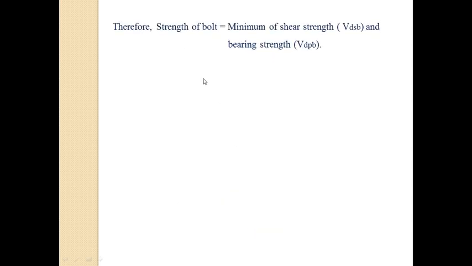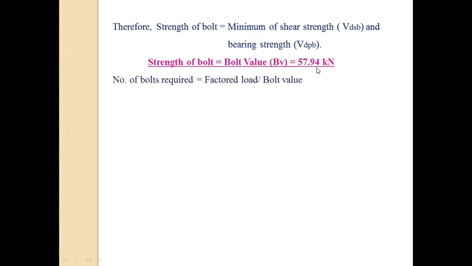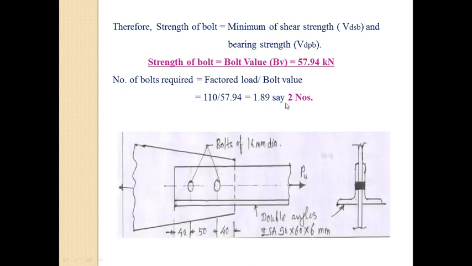So the bolt value, or strength of bolt, is the minimum of the double shear strength and the bearing strength. The minimum value is for double shear strength, that is 57.94. So the bolt value is 57.94 kilonewton. The number of bolts required is factored load upon bolt value. Factored load is given as 110 kilonewton. Bolt value is 57.94 kilonewton. So the number of bolts is 1.89, that is 2 bolts.